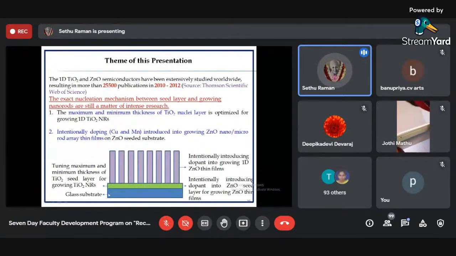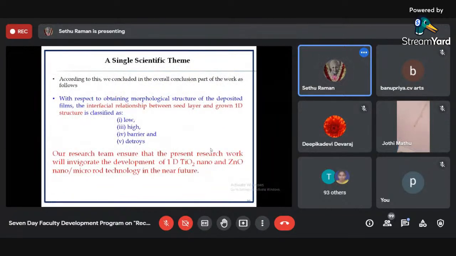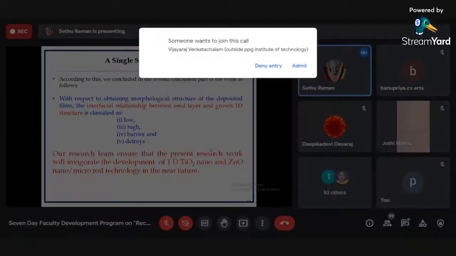This is a bare glass substrate, and then a TiO2 or zinc oxide seed layer on the surface. This is how we prepare TiO2 as well as zinc oxide nanorods by using a simple technique. According to that, the overall conclusion of the work follows, with respect to obtaining the morphological structure of the deposited films.